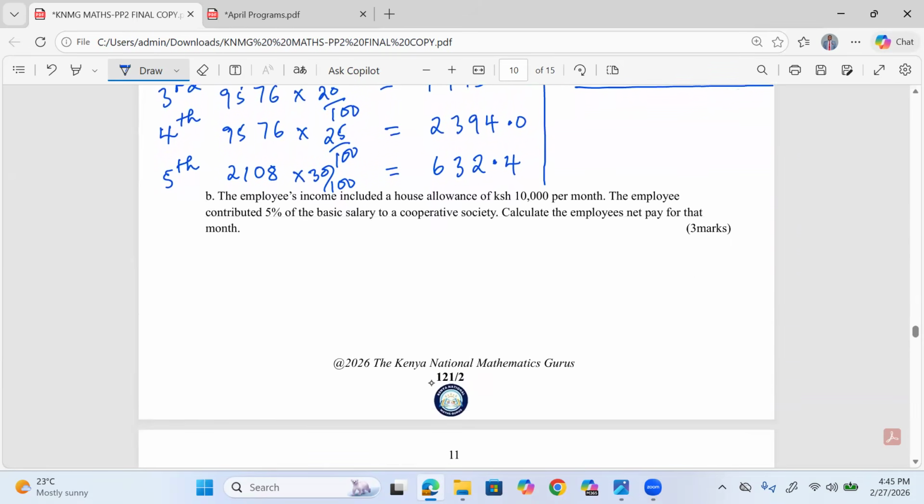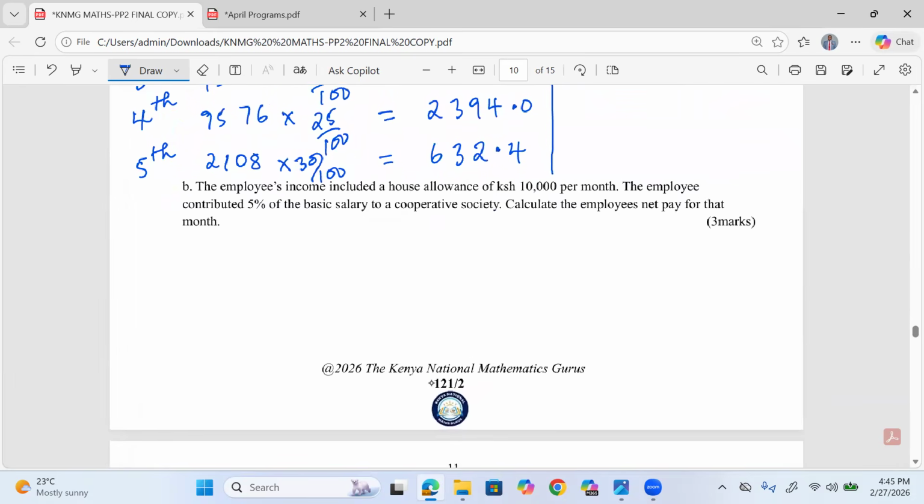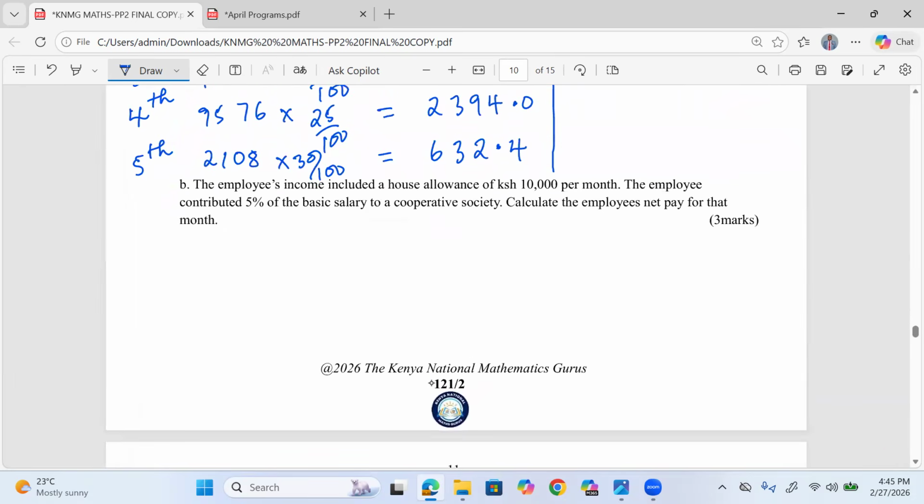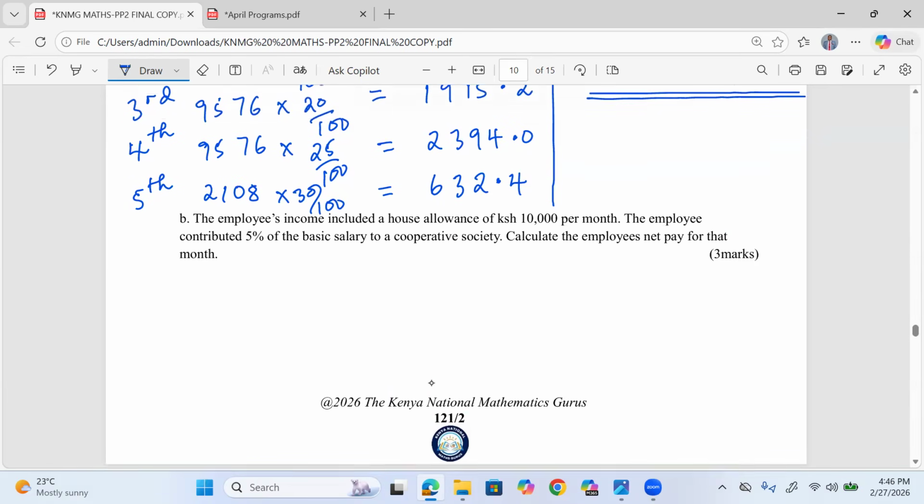In part B, we are told that the employee's income included a house allowance of 10,000 Kenya shillings per month. Then the employee contributed 5% of the basic salary to a cooperative society. Calculate the employee's net pay for that particular month. How would we get net pay?